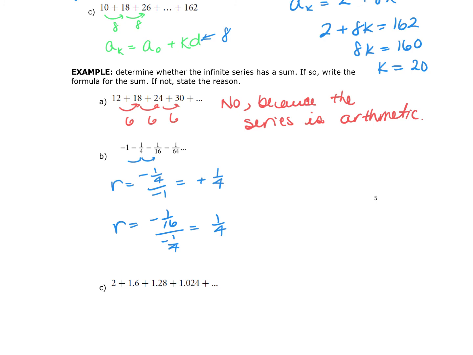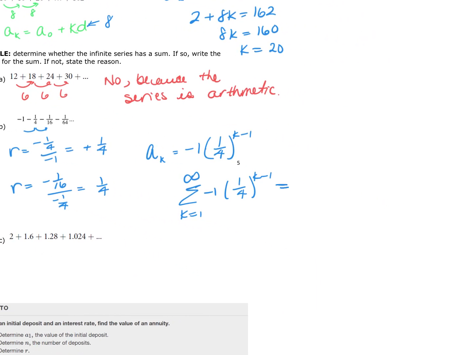Okay, so this is geometric, and it's infinite. And my closed formula, a sub k, is going to be -1, because that's my first term, times 1/4 raised to the k minus 1. So my summation would be k equals 1 to infinity of -1 times (1/4)^(k minus 1). This will have a sum. Now, if you remember, it is my first term, which is -1, over 1 minus my ratio, which is 1/4, and then whatever that is, that is my sum.